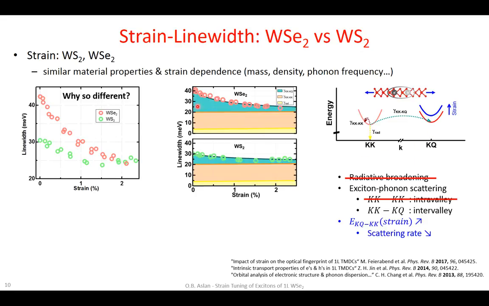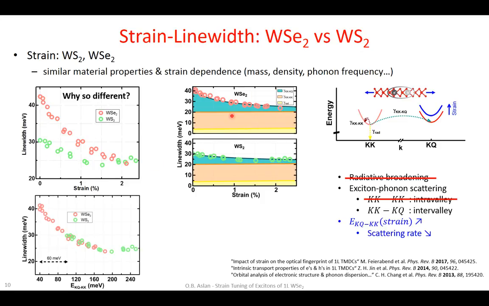So if we calculate that, we see that the difference between the two materials can be explained, and the significant decrease in the line width of these two materials can be explained. So therefore, we understand that tungsten disulfide was a more direct gap material than tungsten diselenide.